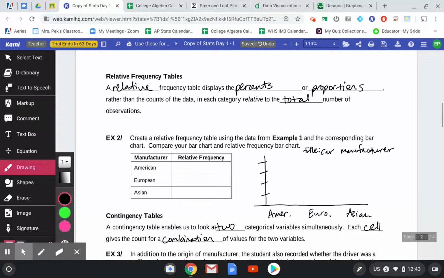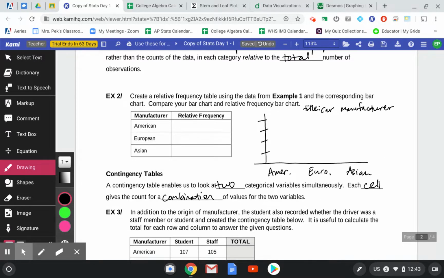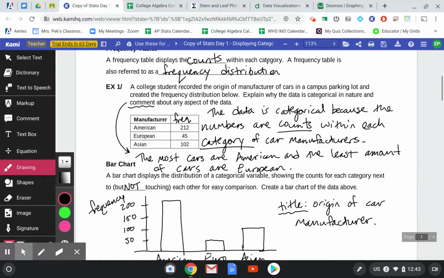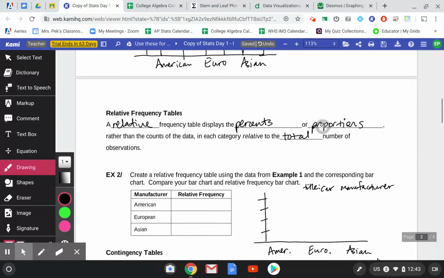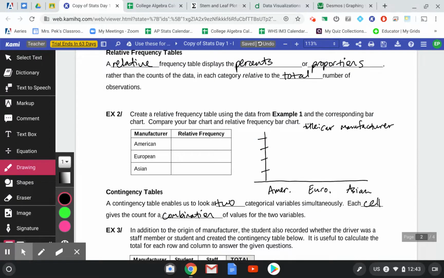A relative frequency table displays the percents or proportions rather than the counts in each category relative to the total number of observations. So in order to figure out the relative frequency distribution for example 1, the first thing we need to do is total the number of cars. If I add up 212, 45, and 102, I get 359 cars. Then to get the relative frequency for American cars, I would take 212 divided by 359.